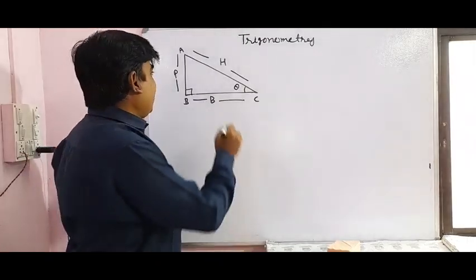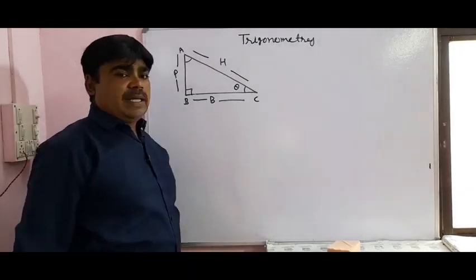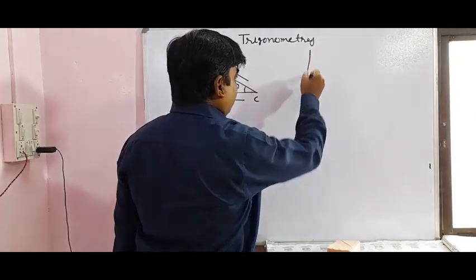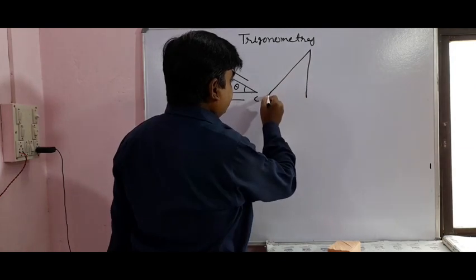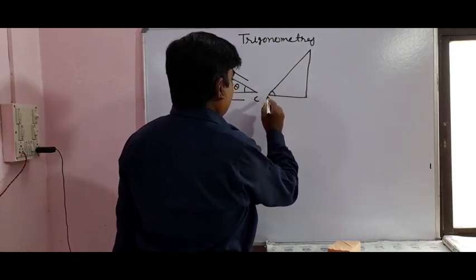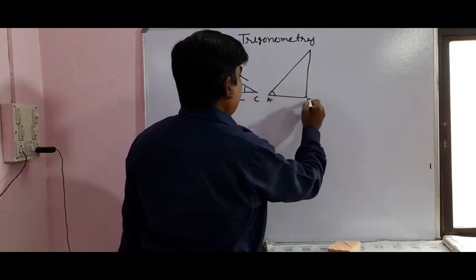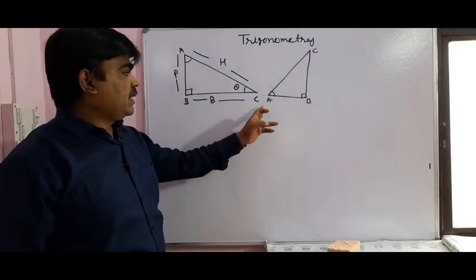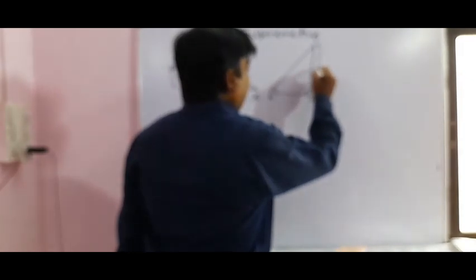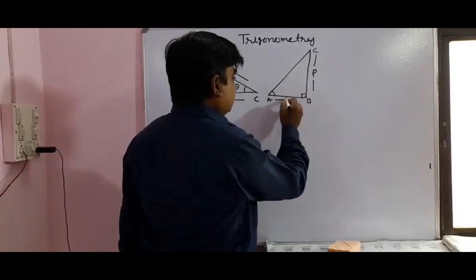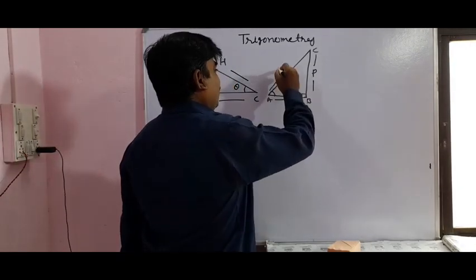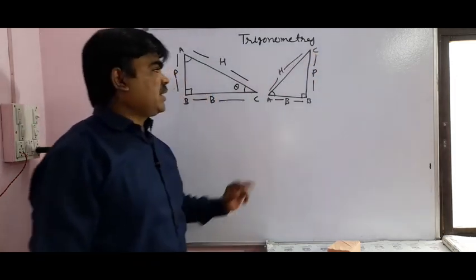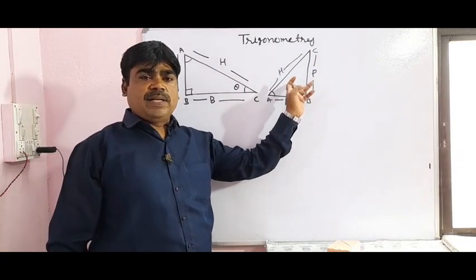But if I am taking this angle A, in this case this triangle will convert like this. So angle A will be here, this is B and this is your C. In this case, the side opposite to angle A, meaning BC, will be perpendicular and this will be our base, and the hypotenuse is always the side opposite the right angle of this triangle.